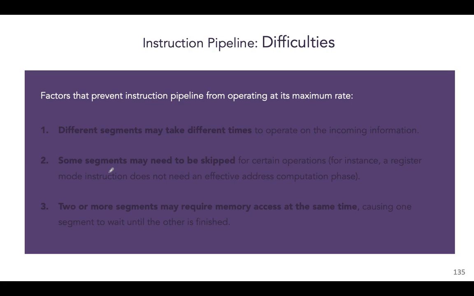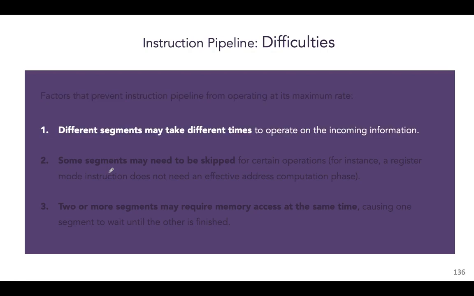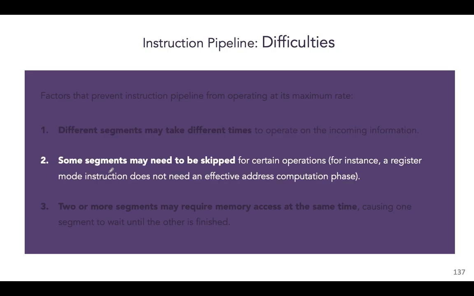And the factors that prevent instruction pipelines from operating at maximum capacity, or being less than ideal, are, number one, different segments may take different times to operate. So like we have established already, the most effective pipeline is where all the segments take the same exact amount of time to operate. But that doesn't happen in reality. So different segments may take different times to operate on whatever they're supposed to operate on, and that leads to some kind of performance leakage, right?